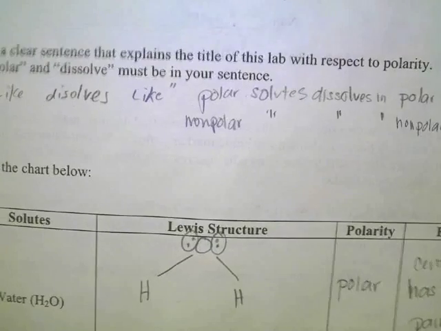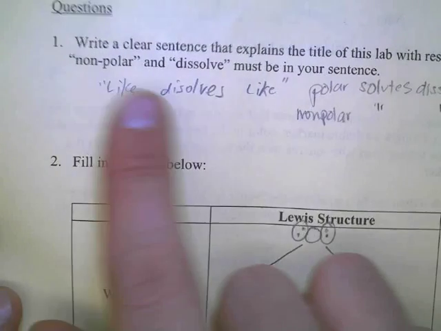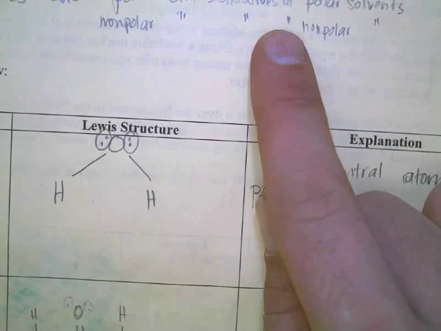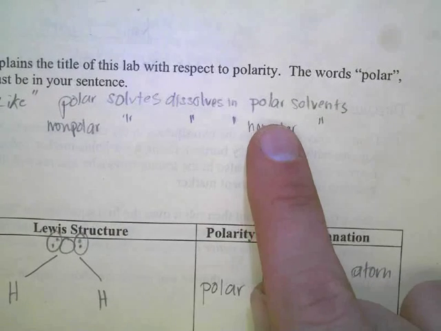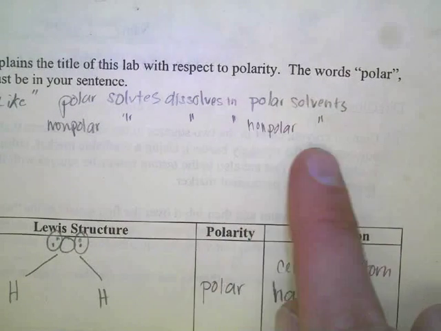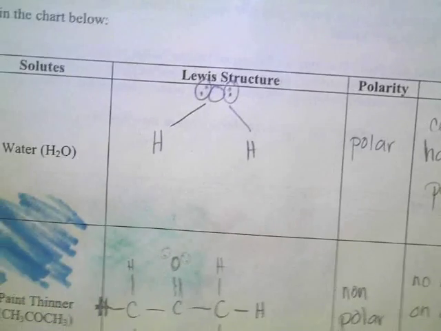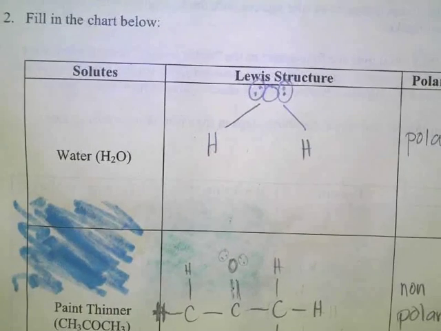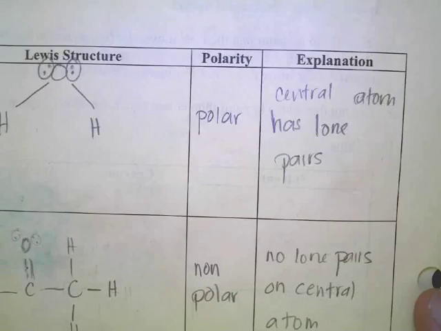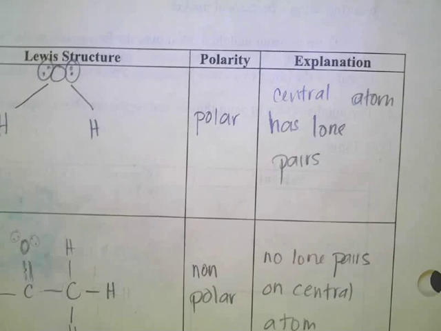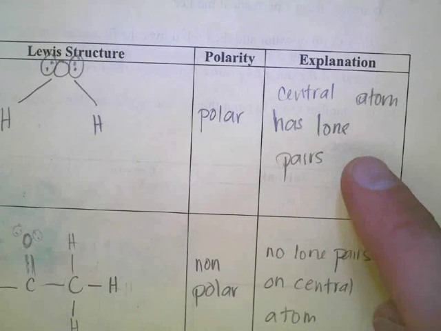For the first question up here, they just went through and repeated what I said. They said like dissolves like. That means that polar solutes dissolve polar solvents, and nonpolar solutes dissolve nonpolar solvents. Perfectly fine there. Water, the Lewis structure shown in the bent conformation. It is polar, and it's polar due to the central atom has lone pairs. I would actually go on to say, thus making the molecule asymmetric.